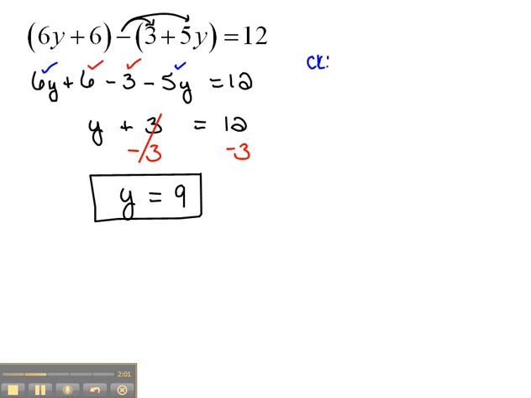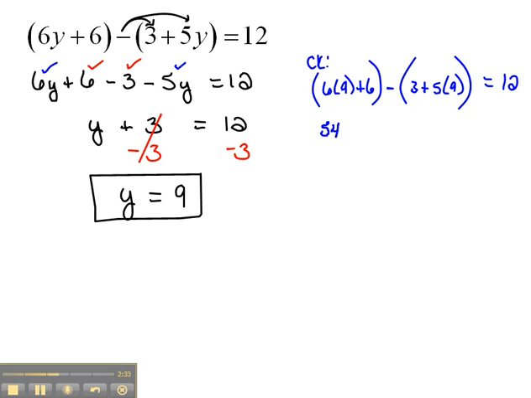So when I check this, again, I'm going to replace y's with 9 every single time I see it. So 6 times y, which will be 9, plus 6. Now that was in parentheses originally, so I'm going to put some big parentheses there, minus 3 plus 5y, but I'm replacing that with a 9, equals 12. Okay, so now here within this first set of parentheses, 6 times 9, which would be 54, plus 6, and then within the second set of parentheses, we have 3 plus 5 times 9 is 45.